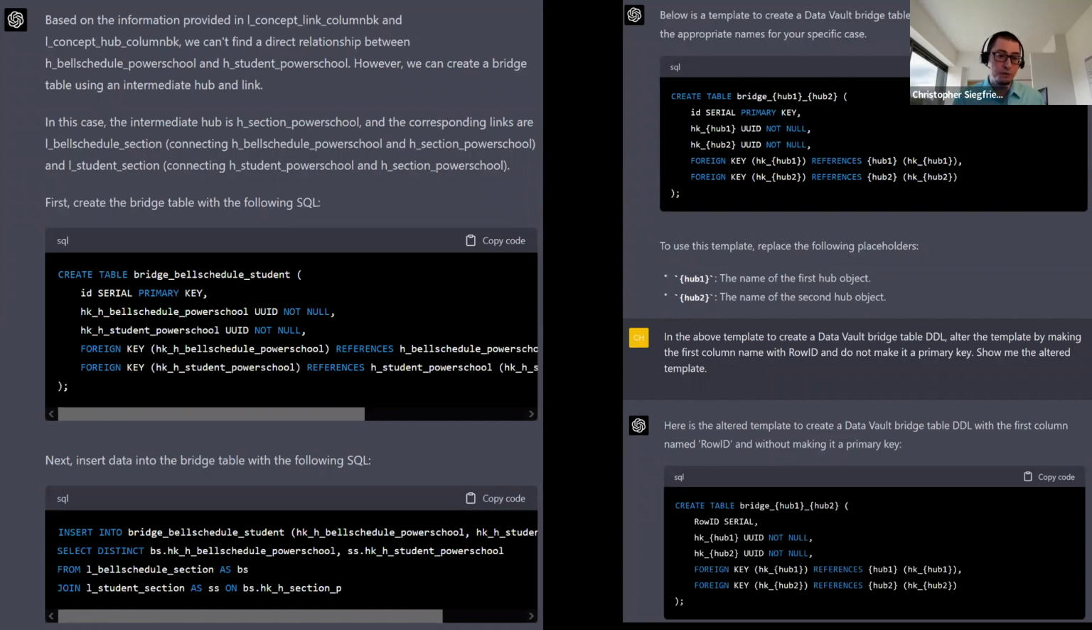Hey, the first row, make it called row ID and remove the primary key, just for fun, right? Not because that's a great idea. And again, no problems, it changed the template. And now, going forward, it will use this template to build bridge tables. So it's leveraged the metadata, the rich metadata we provide, and it can help us.